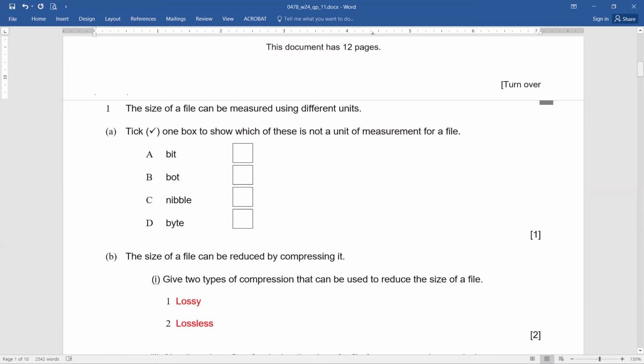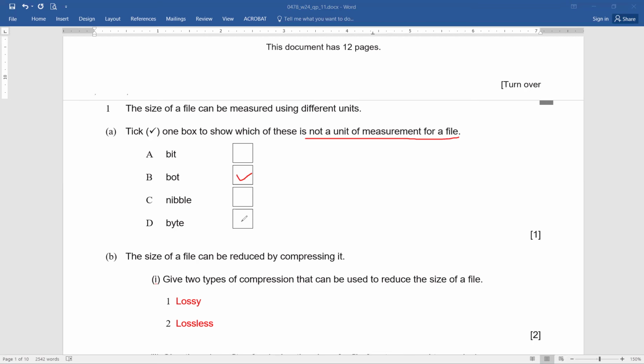Question number 1. The size of a file can be measured using different units. Tick one box to show which of these is not a unit of measurement for a file. Bit, bot, nibble, or byte. Definitely, it's a bot. So this is not the term. Bit is a unit of measurement, nibble is a unit of measurement, and byte is a unit of measurement. I hope that we know bits and bytes and nibbles, isn't it?